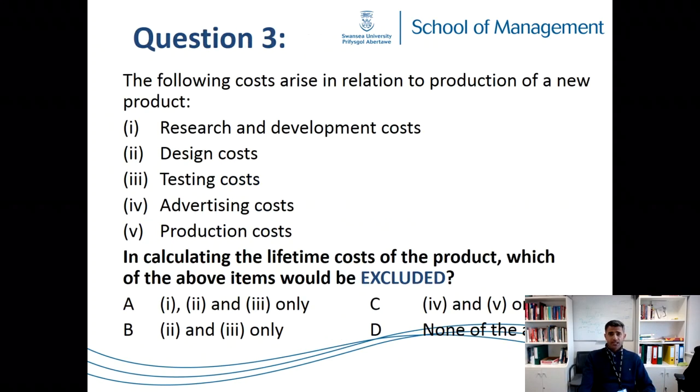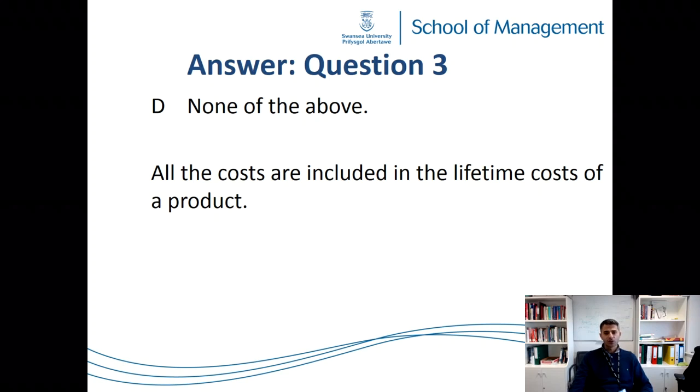Okay, let's have a look at question number 3. The question asks, in calculating the lifetime cost of the product, which of the above items will be excluded? As you see, research and development cost is included, design cost is included, testing cost is included, advertising cost is included, and also the production cost. So the answer would be, of course, none of the above. All the costs are included in the lifetime cost of a product.